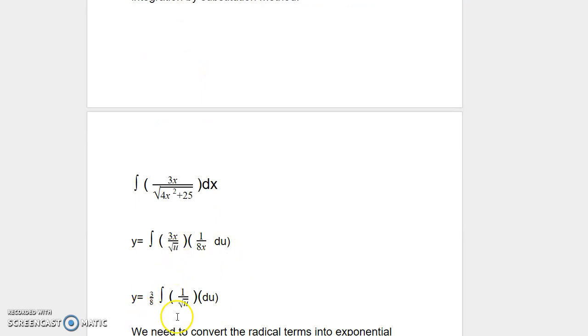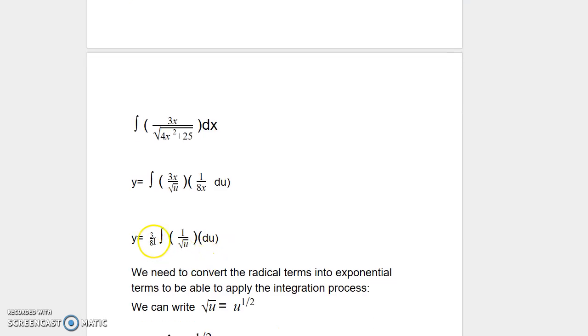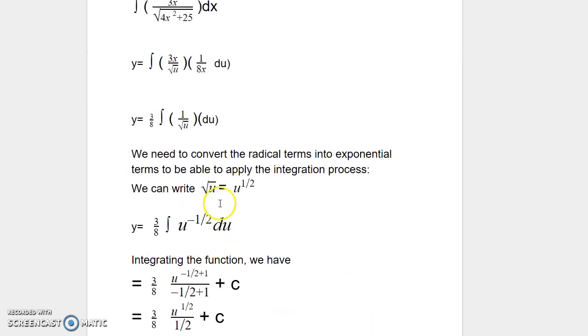Now, as you can see here, we have x in the numerator and x in the denominator. Those x terms cancel out. 3 over 8 is a constant, so we're going to take the 3 over 8 constant outside of the integral. So we have 3 over 8 integral 1 over square root of u du. We can write it as follows.